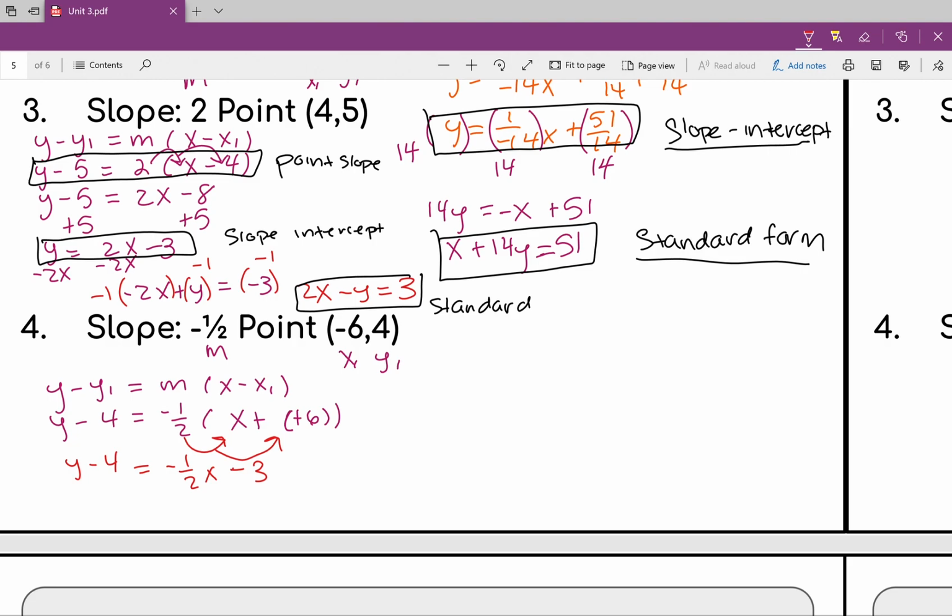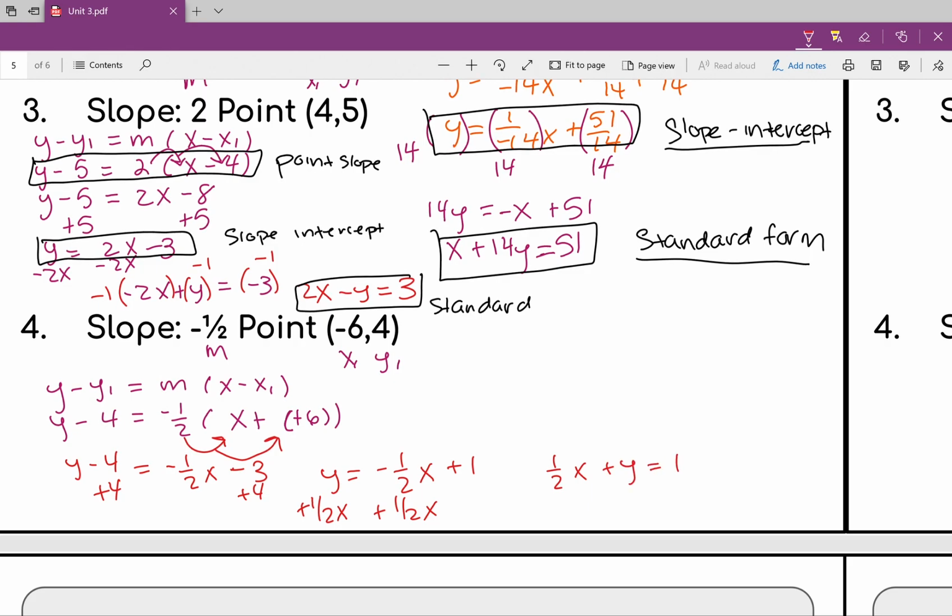Okay, and then we need to add the 4 over. So then I have y equals -1/2 x plus 1, because -3 plus 4 is 1. And then my last step is to get all the x's and y's on the same side. So plus 1/2 x plus 1/2 x. So I get 1/2 x plus y is equal to 1.